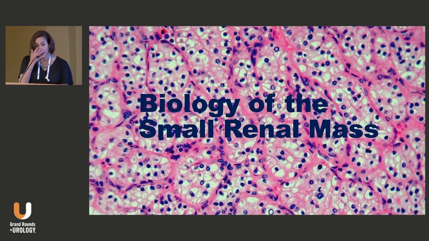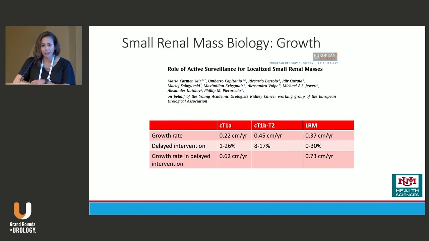So let's start off with talking about the biology of small renal mass. If we're looking at growth, this systematic review from 2018, we can see that most small renal masses grow very slowly, and even in the subset that is biopsy-proven RCC, they tend to grow very slowly. Higher growth rates in the intervention group suggest that the growth is what prompted the intervention.